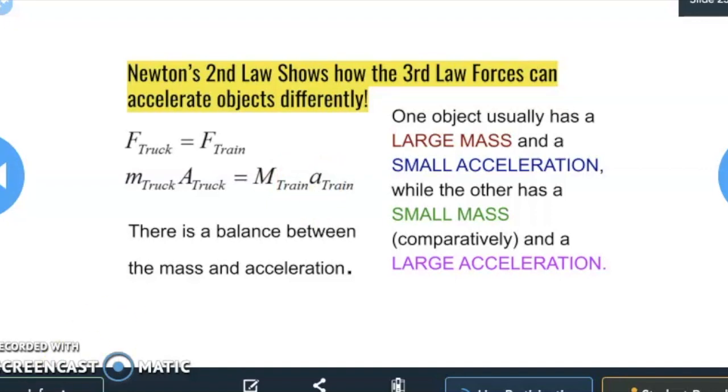So I'm going to demonstrate this with numbers because sometimes it's easier to see with numbers. So I am going to pick a random amount of force that the truck and the train are going to experience when they collide with one another. So I'm going to go ahead and choose that value now, and I'm going to make it pretty big. I'm going to say that they experience a 5,000 Newton force.